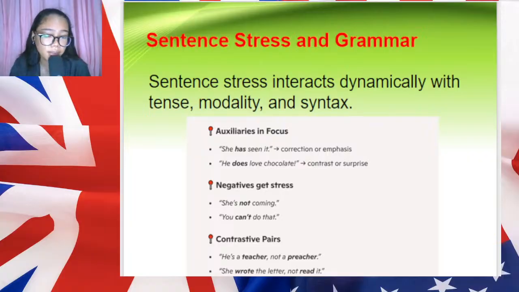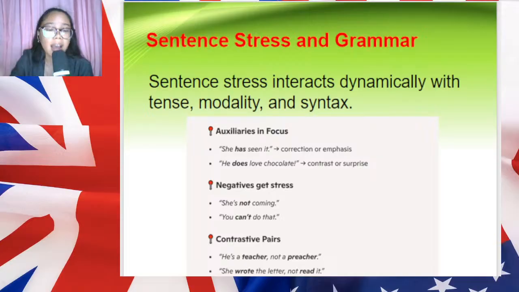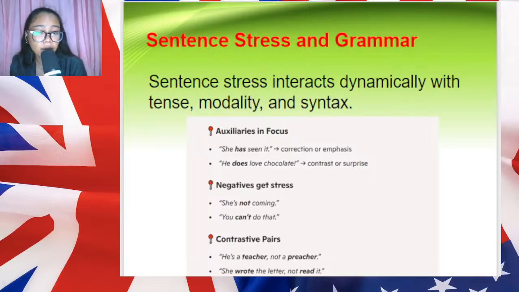Let's take the first example. He's a teacher, not a preacher. She wrote the letter, not read it. This structure is grammatically a contrast, but it requires vocal contrast to land emotionally and cognitively. So if both halves are said with the same tone and energy, the correction disappears. The listener misses the point. So stress is what signals this, not that.